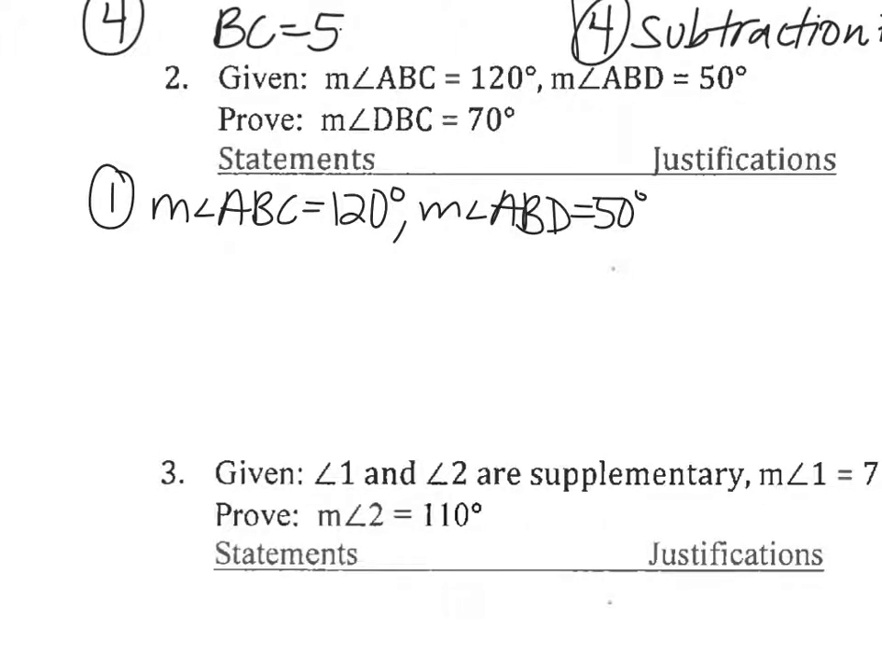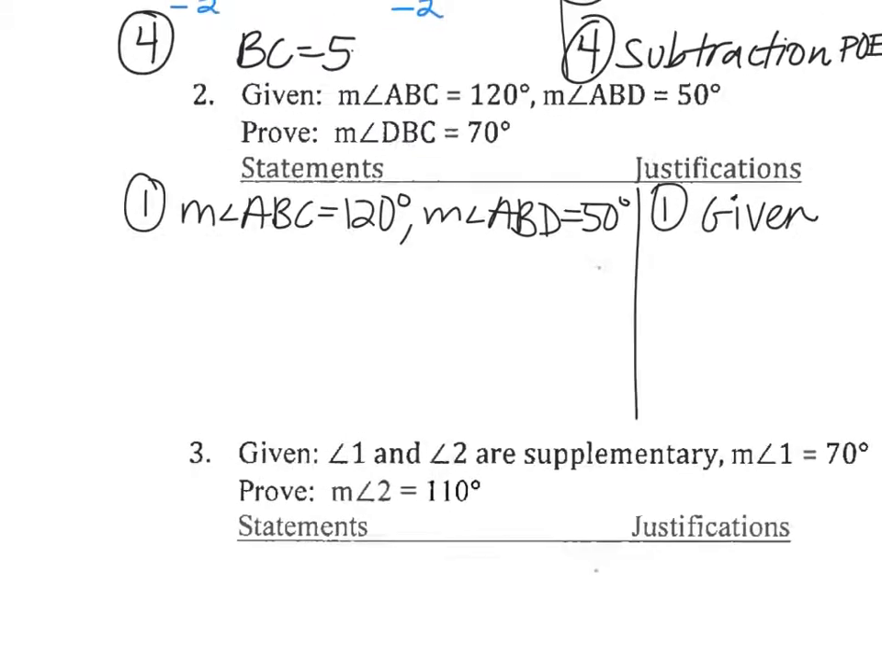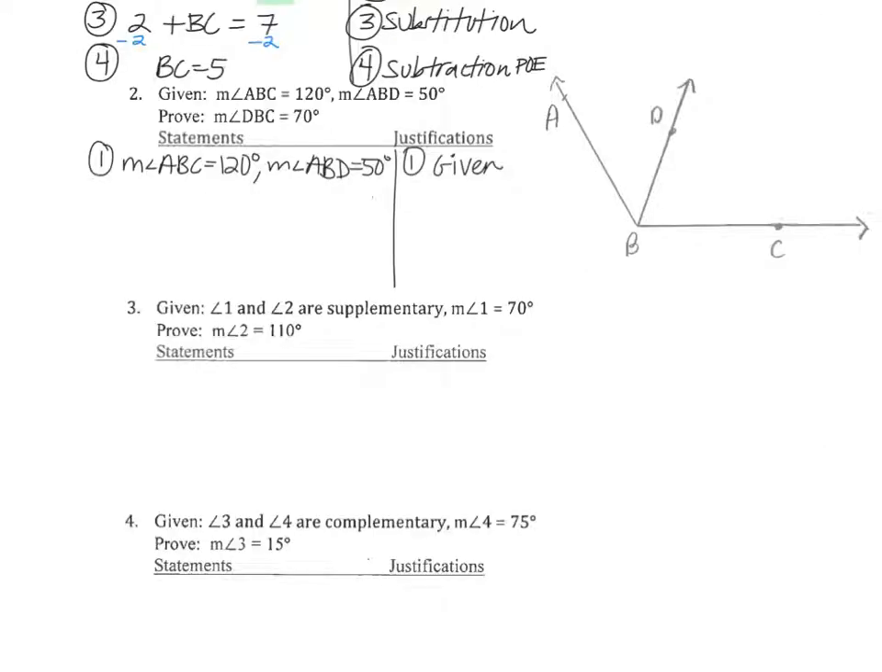If you want, you can draw a line. Remember, we're 2 columns. Given. We were given some wonderful information that ABC is 120 and that ABD equals 50. You can think in your head, you're trying to prove that DBC equals 70. Why does that make sense? Does it make sense? Why?